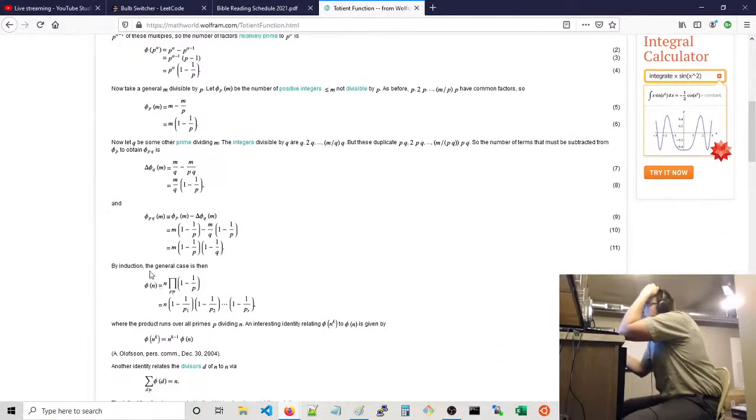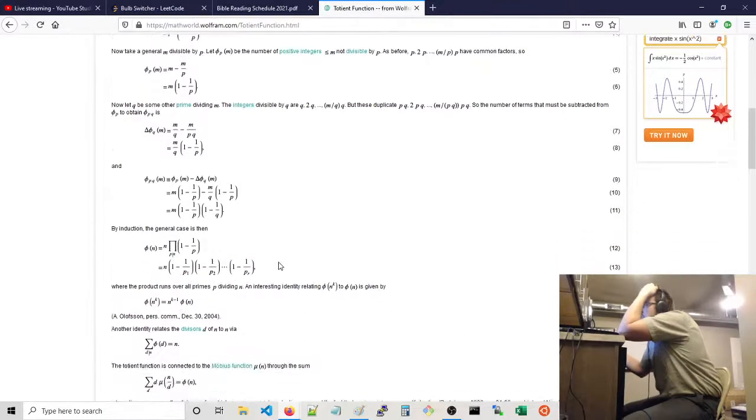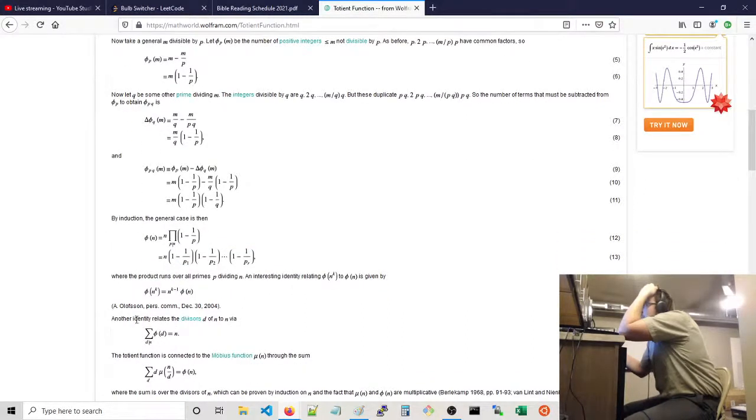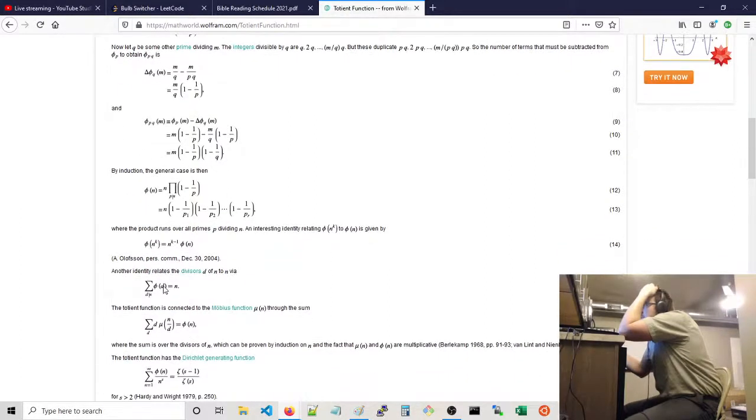The totient function has an interesting formula. If you knew the primes of n, it looks like this: the sum over divisors d of n of totient of d equals n. The totient function is connected to the Mobius function through the sum.